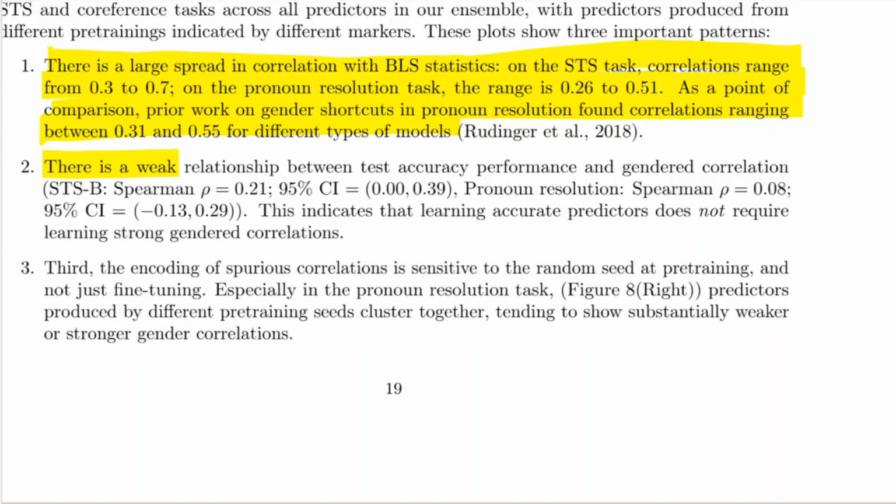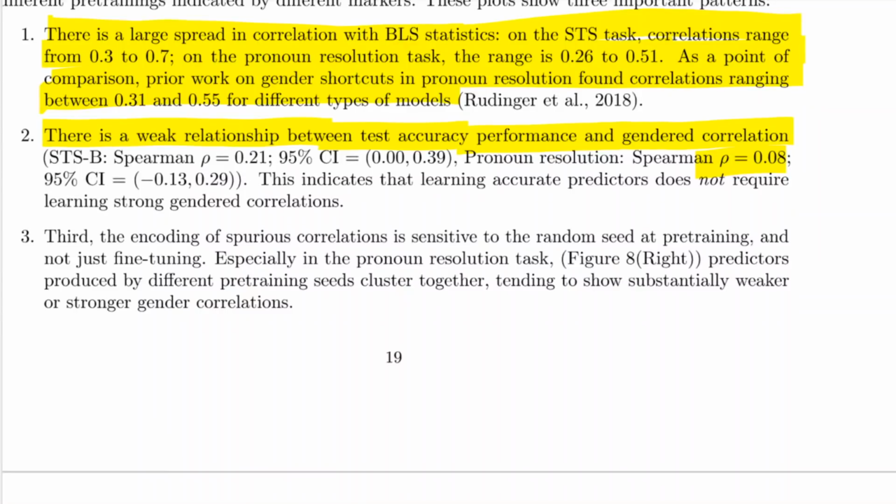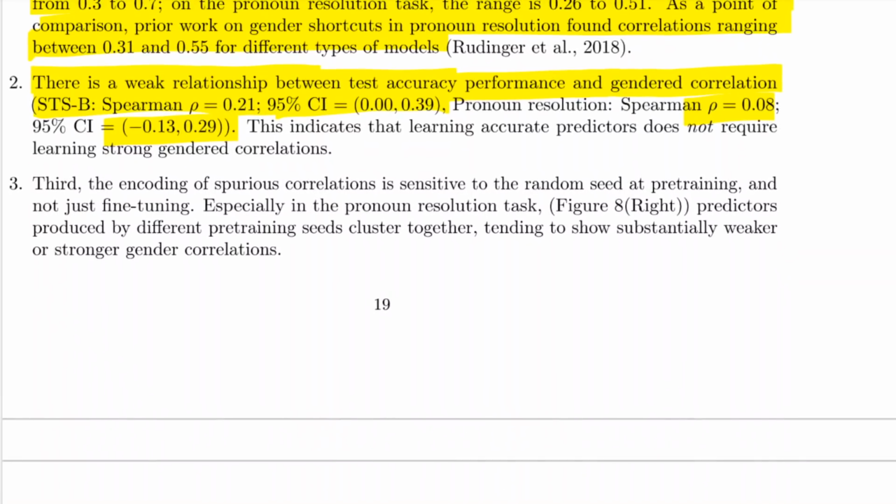They say there is a weak relationship between test accuracy, performance, and gendered correlation. So there's a Spearman correlation coefficient of 0.08, which is a weak correlation, right? In fact, the confidence interval includes 0. Oh, that's for pronoun resolution. So for the similarity, it's 0.21, which is an okay correlation. The confidence interval just barely includes 0, so we're fairly sure. I'm not a statistician. Don't grill me about p-values.